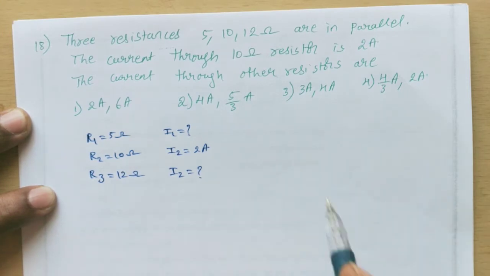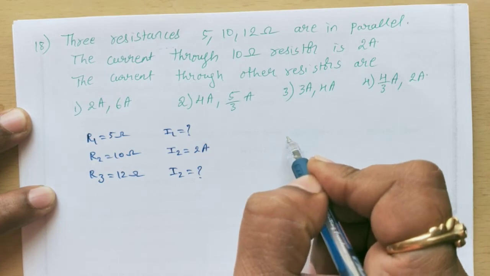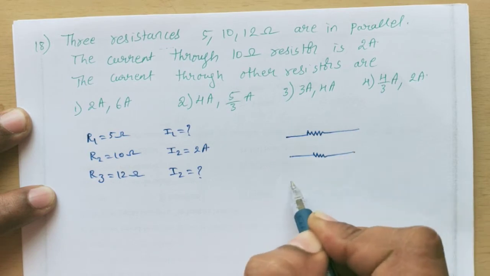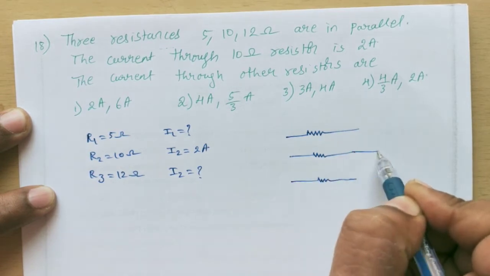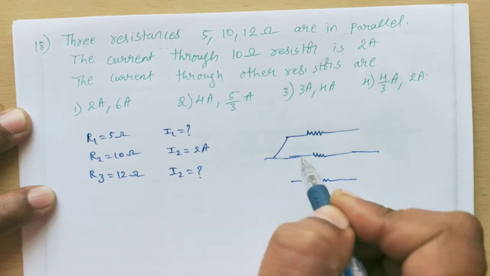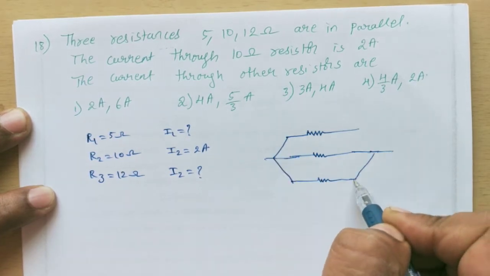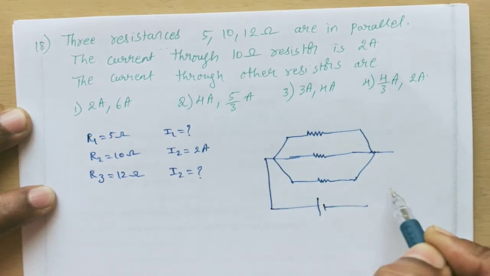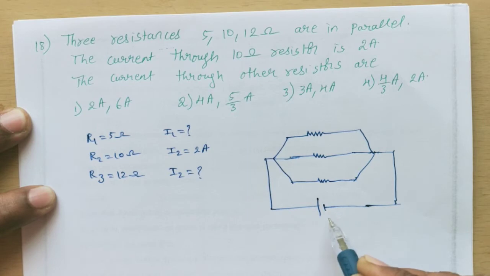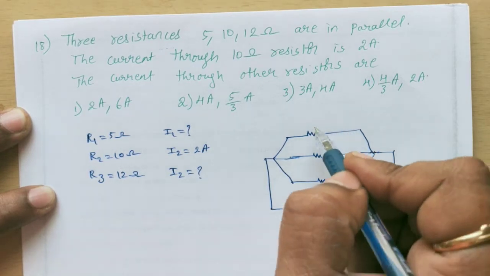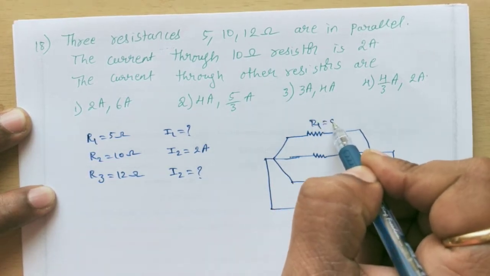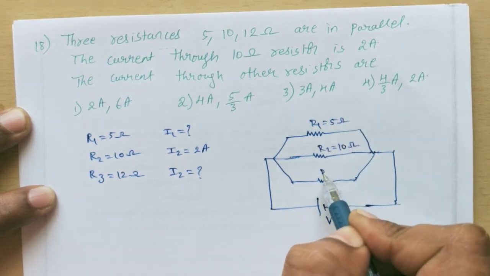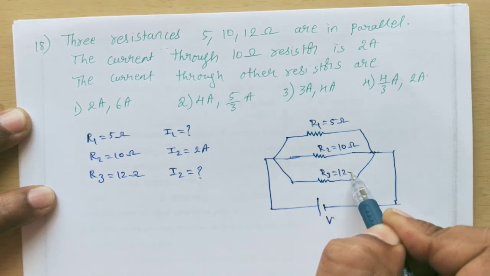So in this question, observe carefully. For example, here I am drawing one circuit diagram. In this diagram I am representing three resistances in which combination? Parallel combination. Like this I have represented here. Maybe at the free terminals of this circuit we are introducing one battery like this having some potential V. So students, here R1 resistance equal to 5 ohms is present, here R2 resistance is equal to 10 ohms is present, and here R3 resistance having 12 ohms is present.